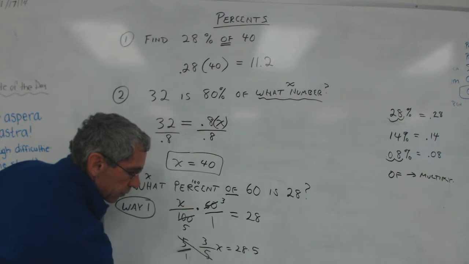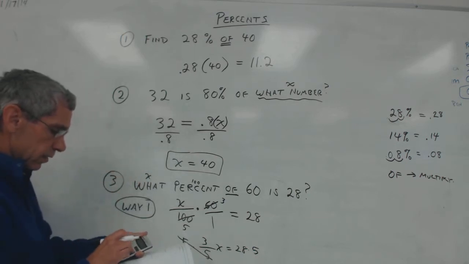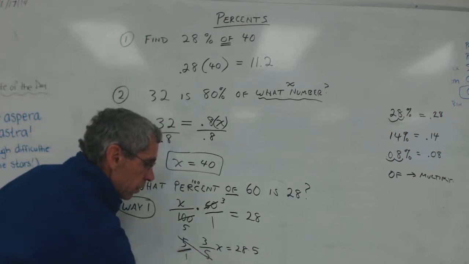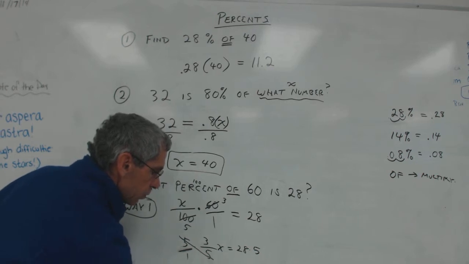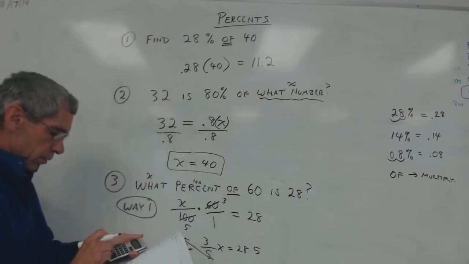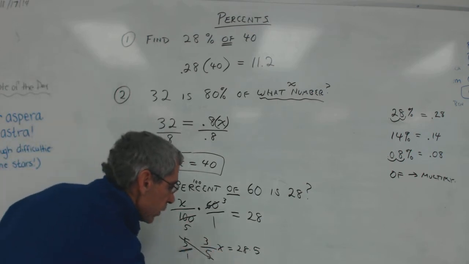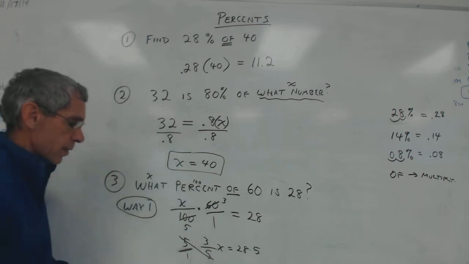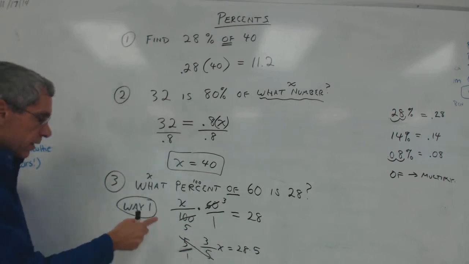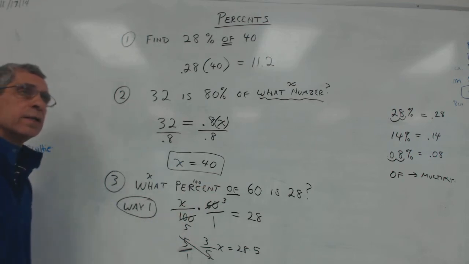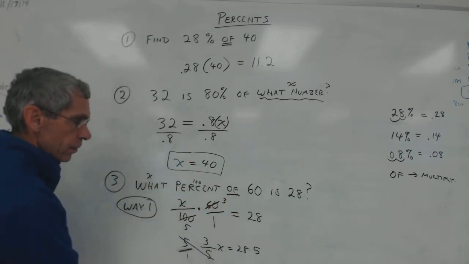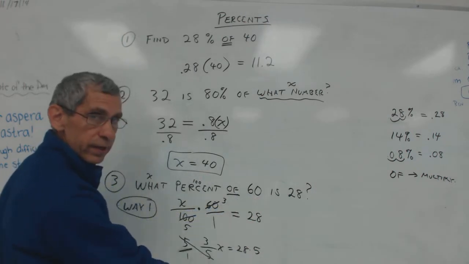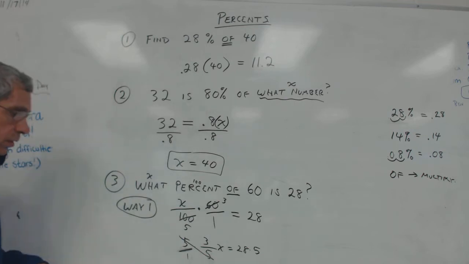So I have 3x is equal to 28 times 5, and 28 times 5 is equal to 140. Divide by 3, x is equal to 46.66, and it goes on forever, right? So, does that make sense? What percent of 60 is 28? 28 is almost half of 60, so that would have to be a little less than half. 46% makes sense. Good.